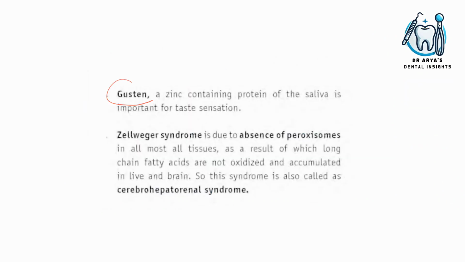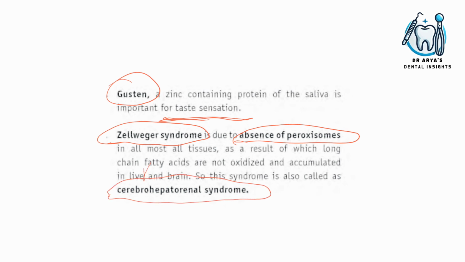Then, an important question: it's a zinc containing protein of saliva which is important for taste sensation. Then Zellweger syndrome is due to the absence of peroxisomes in almost all tissues, as a result of which long chain fatty acids are not oxidized and accumulate in liver and brain. So this syndrome is also called cerebrohepatorenal syndrome. So Zellweger syndrome is due to absence of peroxisomes.